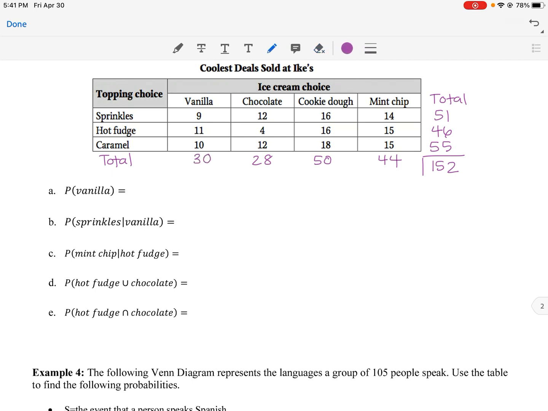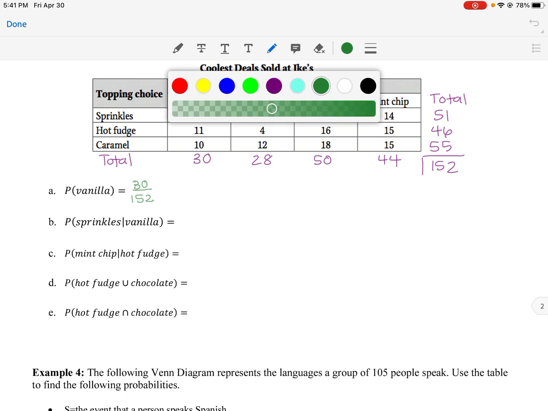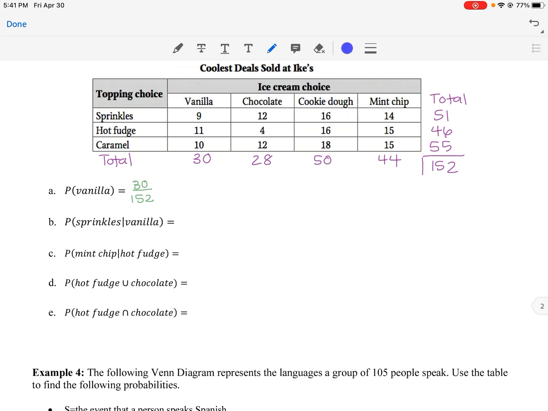We also get 152. Okay, so if we just want the probability that someone chose chocolate, or sorry, vanilla, we got a total of 30 out of 152. But notice this one, the way I read this notation is the probability that they have sprinkles, so it's sprinkles given they have vanilla. So in the denominator here, think about the vanilla going. We're just looking at people who have vanilla, which is 30. Those people who also got sprinkles is 9 out of 30. So we're just looking at the vanilla here.